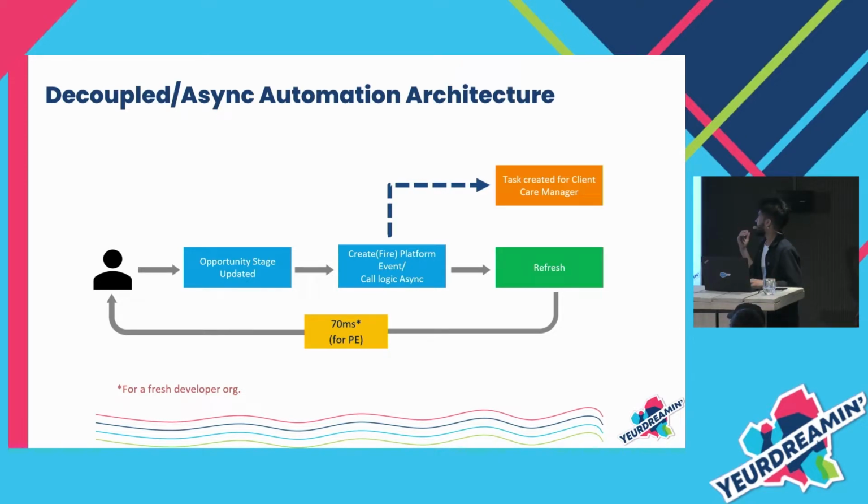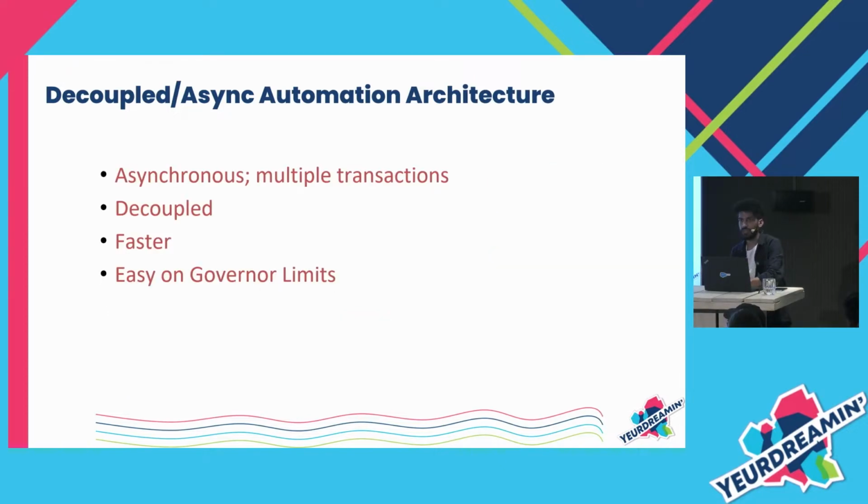So this is how a normal decoupled async automation architecture would look, where you take some logic and put it in an asynchronous thread. The choice of a scheduled path or a platform event depends on the use case, and we will see what the different things are that you need to be careful about when you are specifically using platform events. But yeah, quick characteristics. It's asynchronous. You will have multiple transactions. You can have a lot of logic happening in different asynchronous threads.